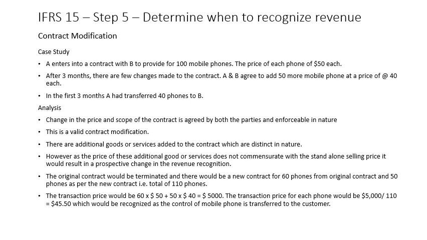The original contract would be terminated and there would be a new contract for 60 phones to be transferred under the original contract and 50 phones to be transferred under the modification. That is a total of 110 phones. The transaction price would be 60 into $50 and 50 into $40, that is $5,000. This transaction price would be for a total of 110 phones, so the transaction price for each phone is $45, which would be recognized as and when the control is transferred to the customer.